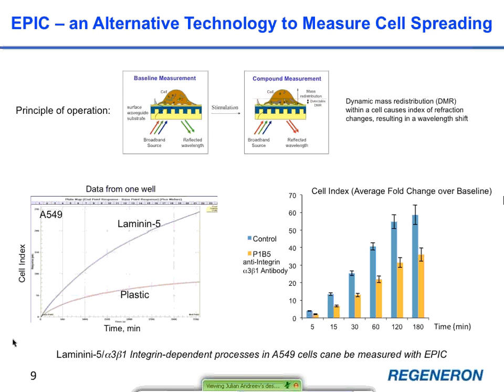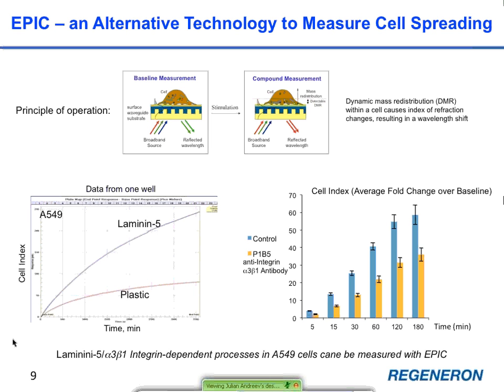The principle of the EPIC technology is based on the fact that dynamic mass redistribution within the cell changes the index of refraction, and that results in a wavelength shift. So spreading, for example, is one event which causes a shift of the refraction index. We actually managed to measure spreading of A549 cells on laminin 5 coated plates and validate the assay using anti-integrin antibody.